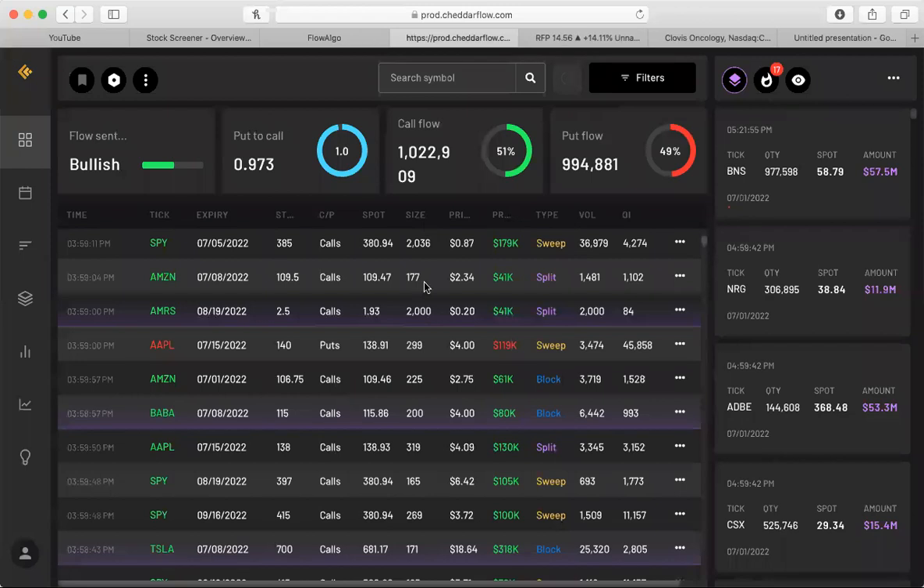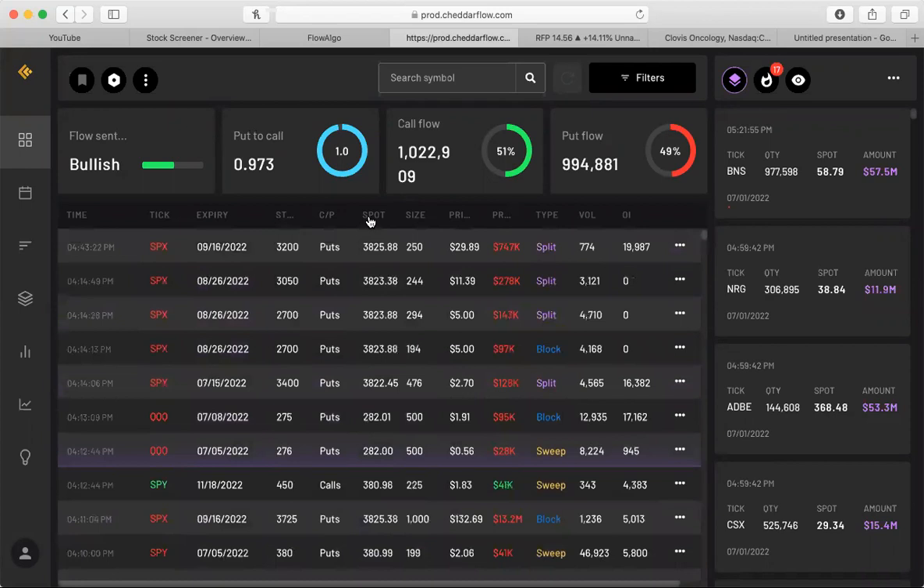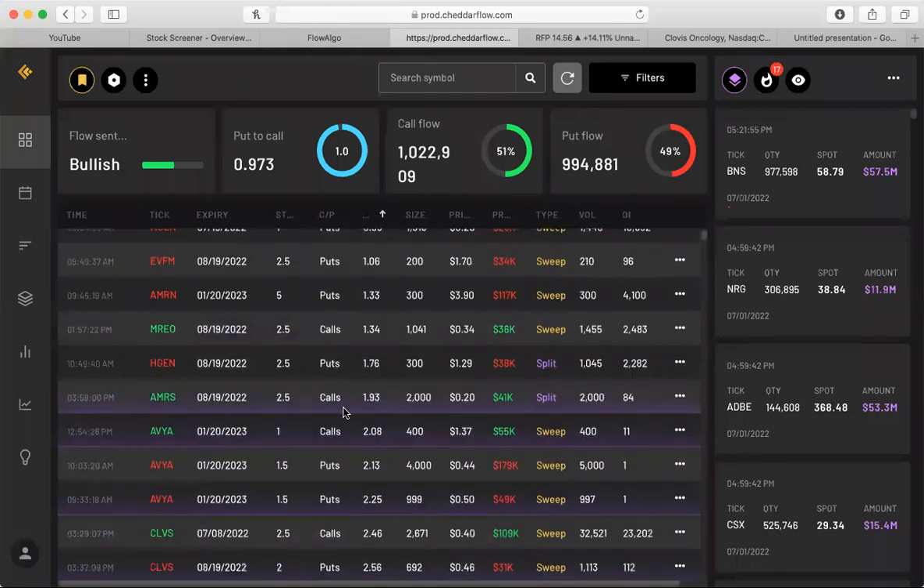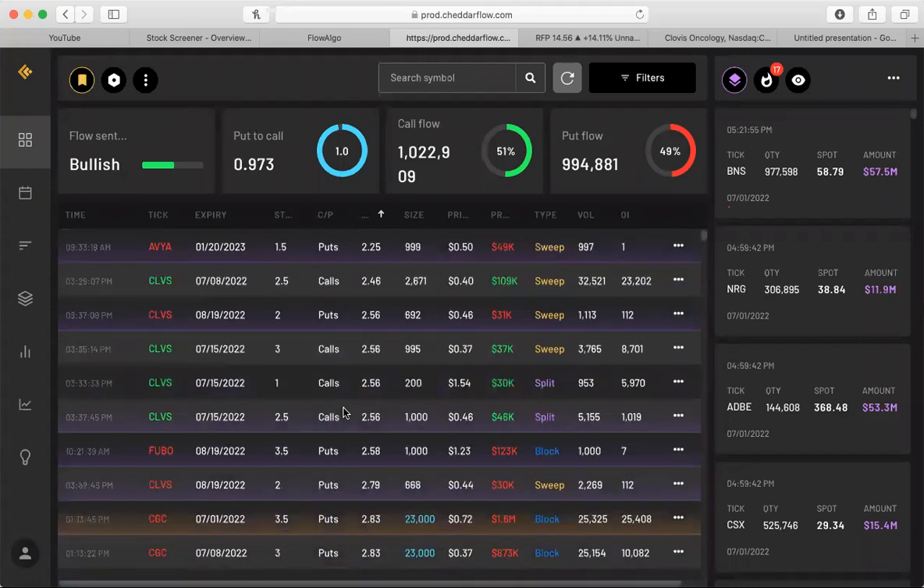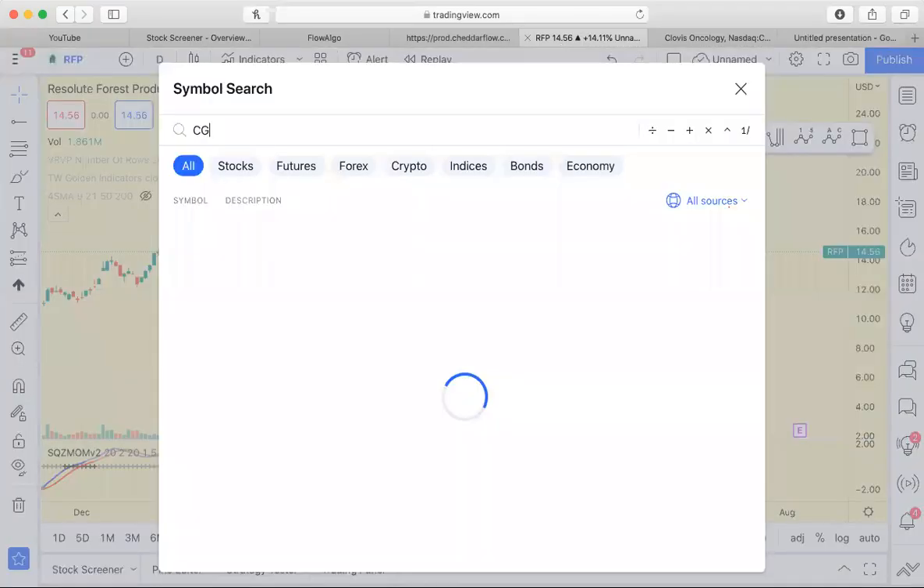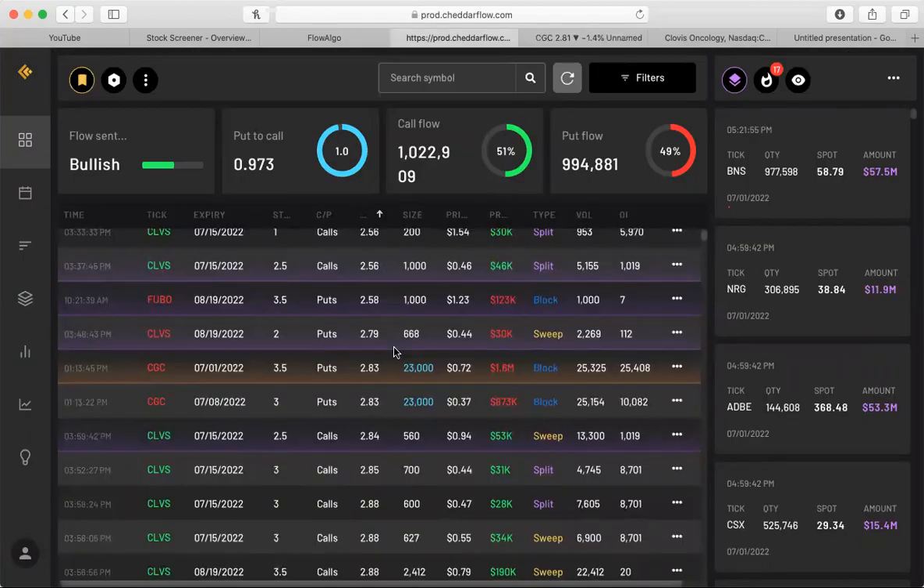So Cheddar Flow I use for these bigger names, and a lot of times if you sort by the spot price. The thing about Cheddar Flow is it's really good for filtering, right? Flow Algo is not very good for filtering. It's good during the day. This is good for doing research at night, trying to figure out what you're looking for. So like CGC, I can see someone bought 23,000 of the next week $3 puts, right? For these two block trades. So you just have to browse through the charts.